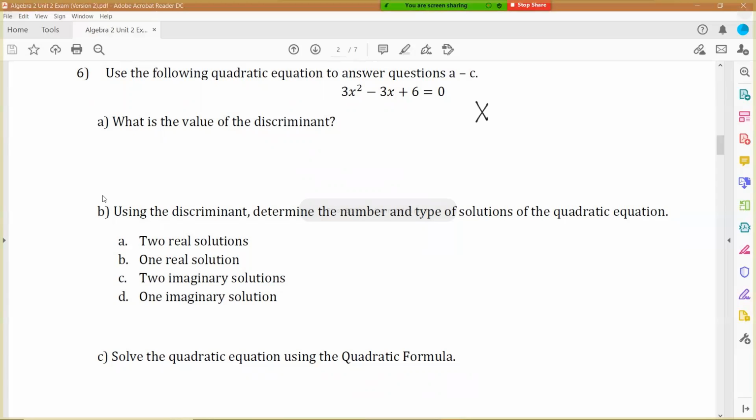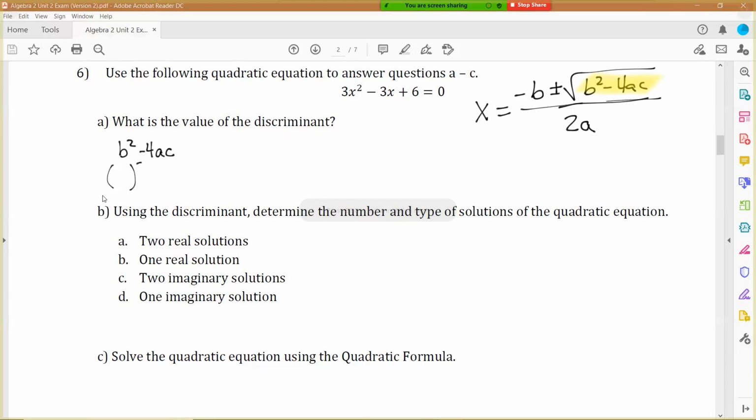Remember, in your quadratic formula is the formula to find the discriminant. So you have the quadratic formula on your reference sheet, but you've got to know that the number you get underneath your square root is the discriminant. So all we need to do for part A to find the discriminant is take b squared minus 4ac.